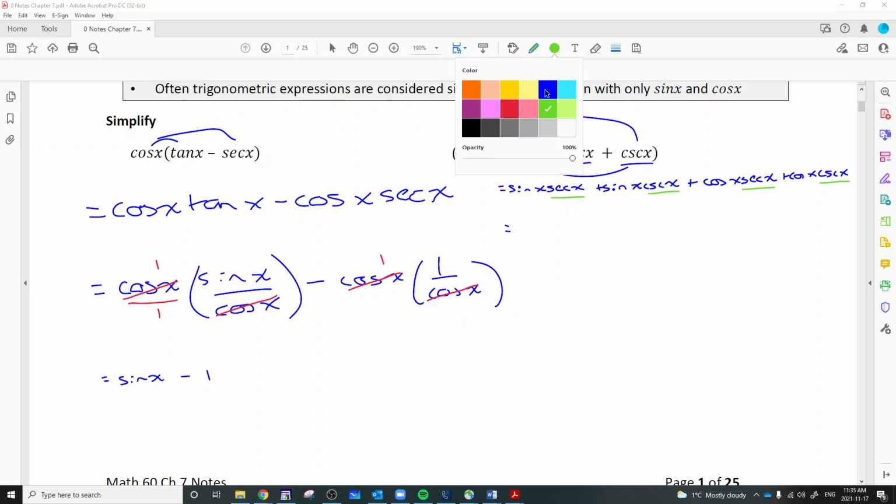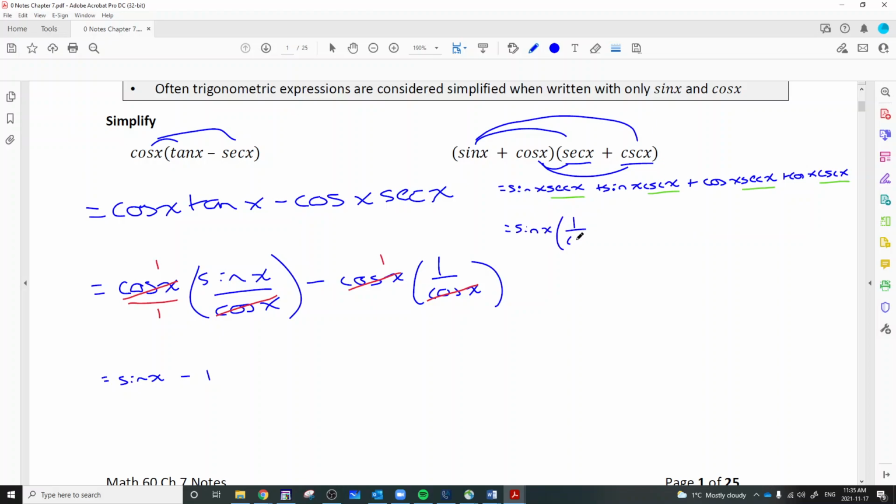Again, if you didn't pause the video yet, now would be a good time to pause the video and just try that. Okay, but you should get sine x times 1 over cos x plus sine x times 1 over sine x plus cos x times 1 over cos x plus cos x times 1 over sine x.